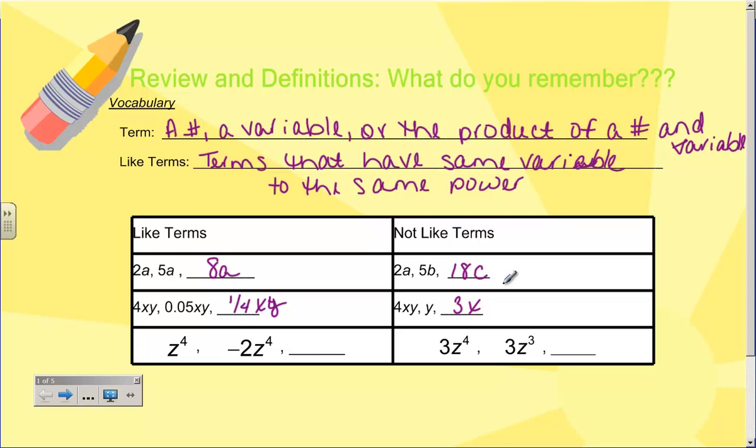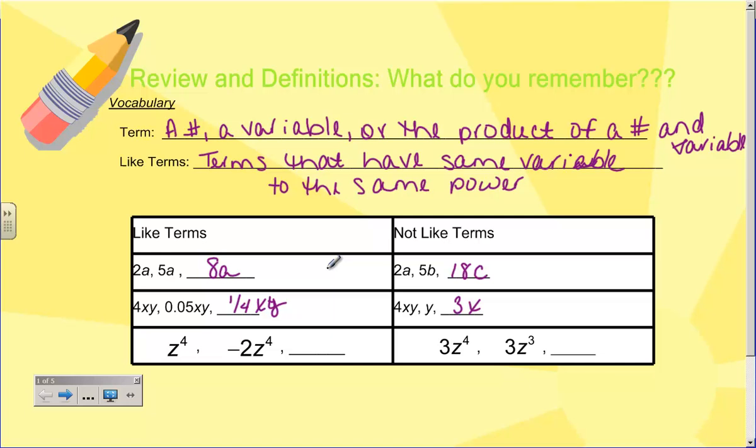Now here's where the power or the exponent comes in. To be like terms, both of these have to have a z, but they also have to be z to the 4th power, because the exponents count as part of what we look at to see if they are the same. A z squared and a z to the 3rd power aren't the same thing. They mean two different things. So the exponents must also be the same.